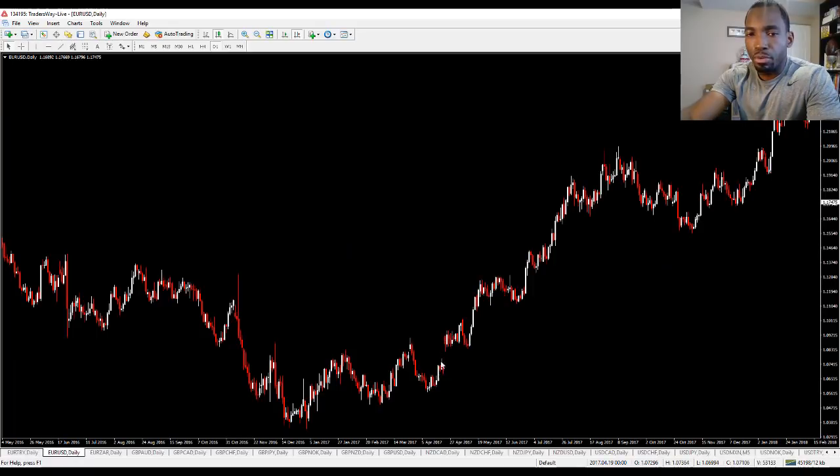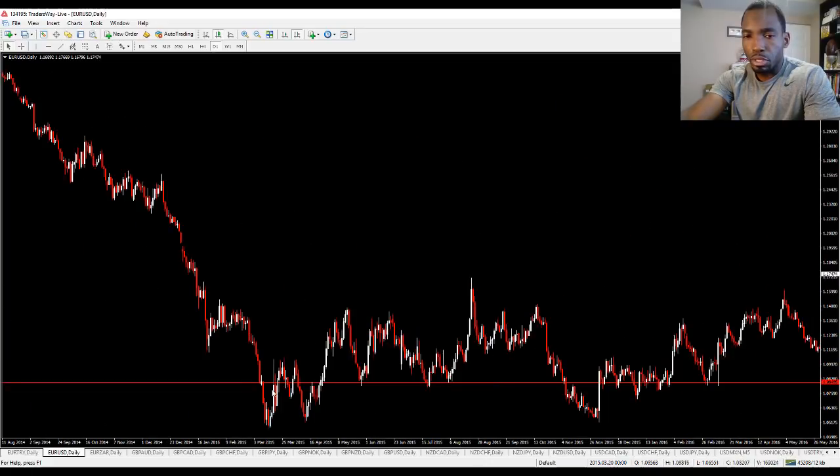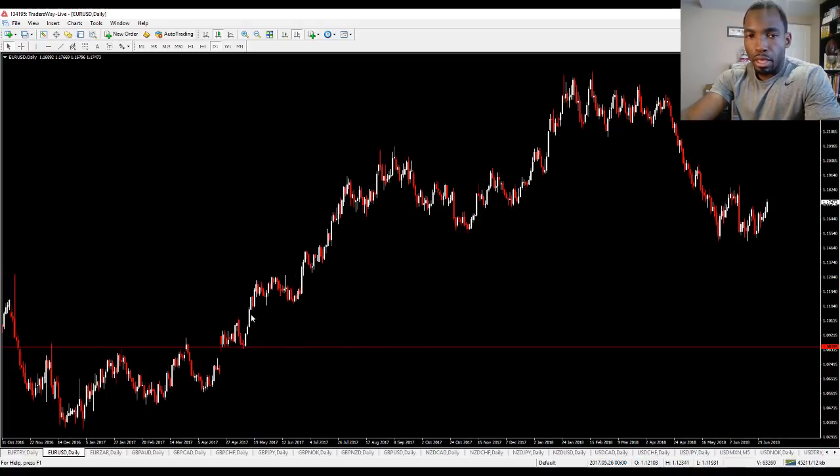This area right here was the French presidential election. The market gapped up. Let's just look left from that area. You see how the market was pretty much dancing from the same level. Now when it gapped up, it went sideways and then it took off and it kept going up.